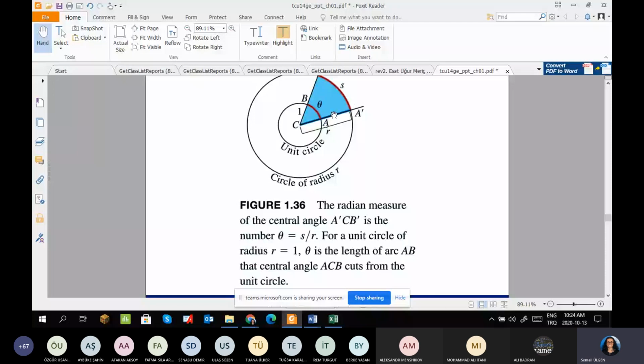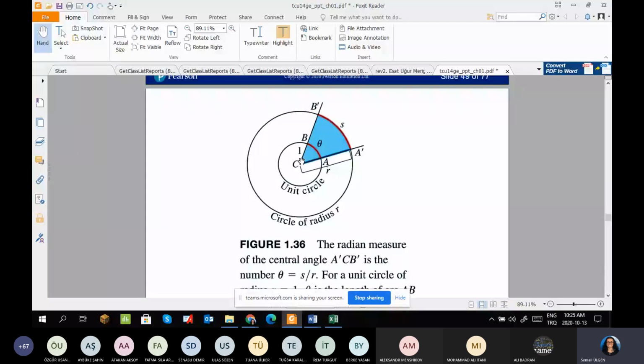There's a relationship between S and R. So what is S? What is R? Let's look at it again. R is the radius of the bigger circle. This is the unit circle with radius 1. Unit circle means the circle with radius 1. And we have the angle theta. In the circle of radius R, we have this arc, which has the length S. And here, this arc has the length theta because of the unit circle. This is angle theta, but the arc is also theta.